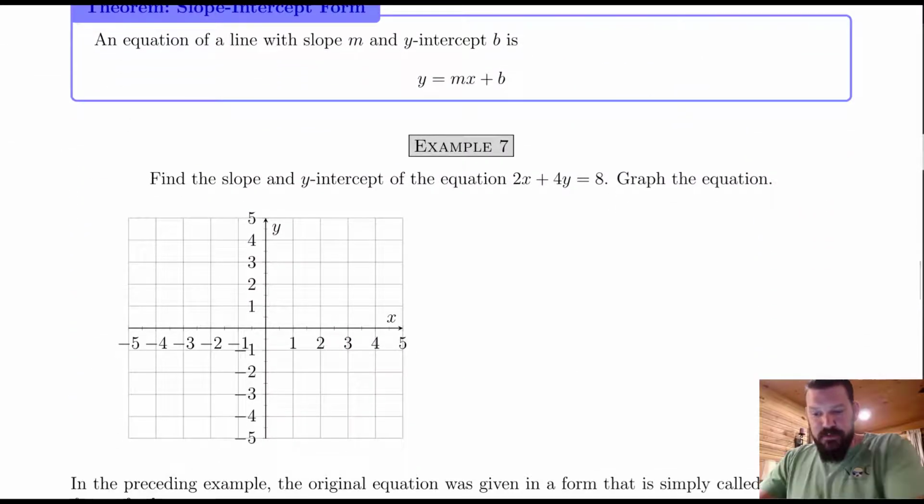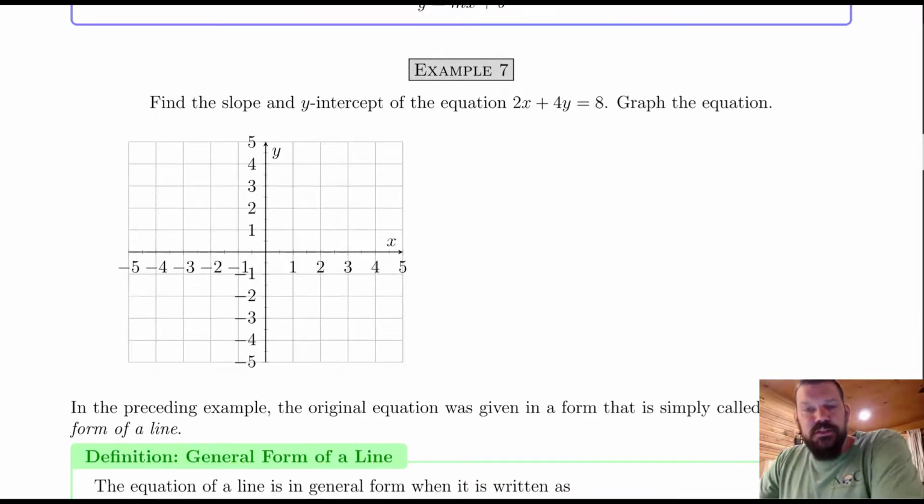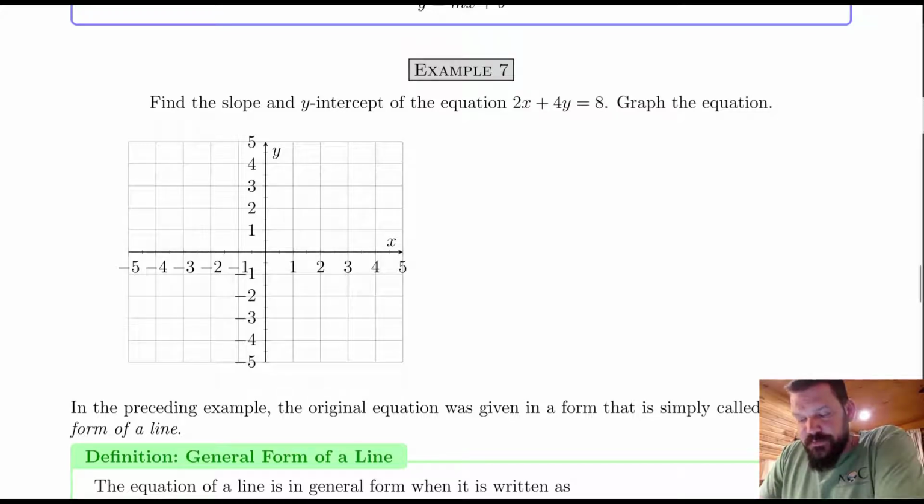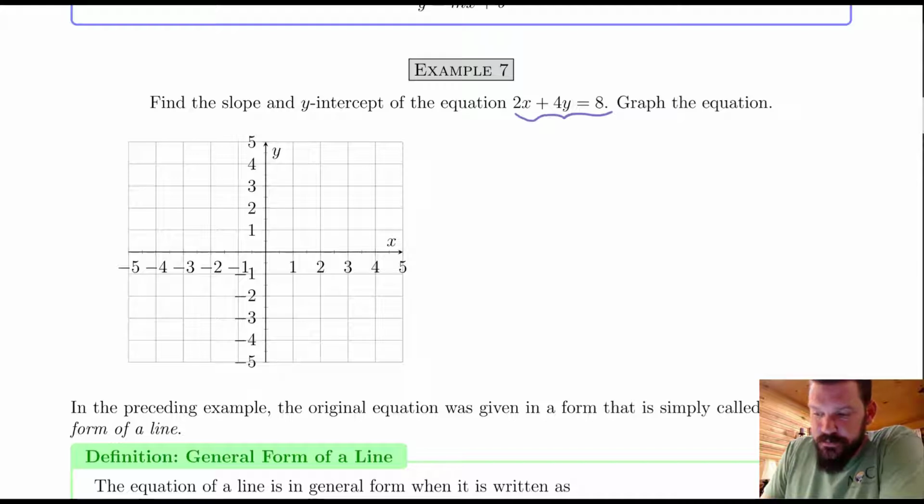So for example 7, it says find the slope and the y-intercept of the equation 2x plus 4y equals 8. This equation right now is in what we call standard form. We want to take it from standard form into slope-intercept form, because in slope-intercept form, I know my slope right away from looking at the equation, and I know my y-intercept by looking at the equation.